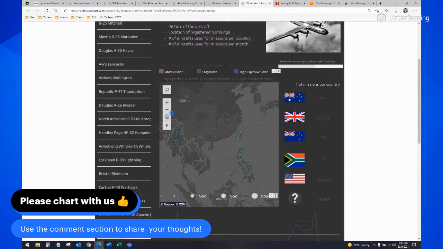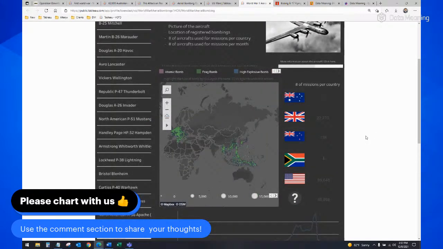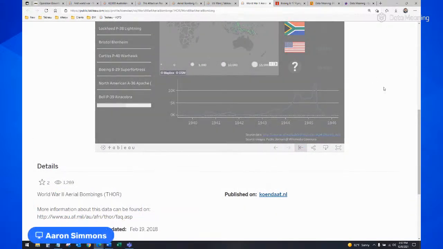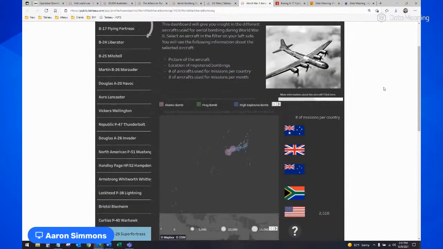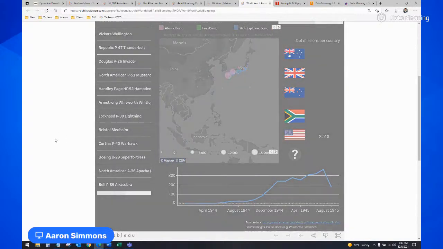So if you hover a flag, does it tell you what country that is? Let me check. Let me just restart from scratch. And again, this defaulted to this selected, so that's a little quirky too.